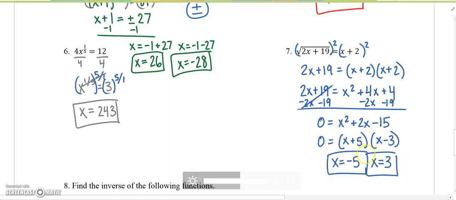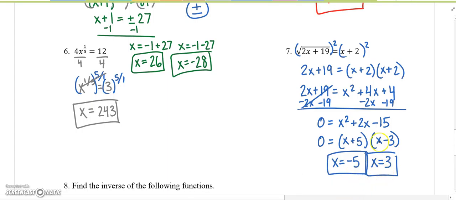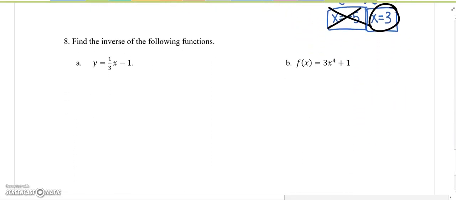Now once again, you really got to check these, because there's always a good chance one of these doesn't work. And in this case, it's negative 5. Not going to work. So just positive 3 is my answer. One last example, and then you're off to try these on your own.